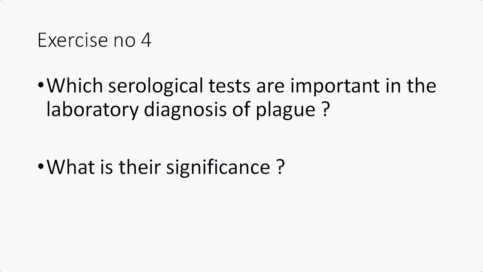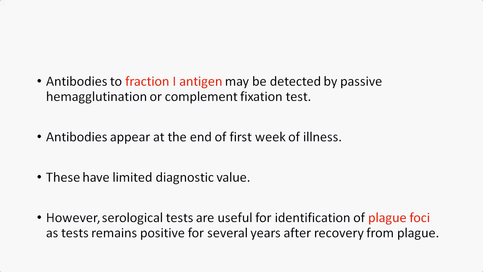Exercise number 3: which serological tests are important in the lab diagnosis of plague and what is their significance? In that, there is not much diagnostic point as far as serological examination is concerned in plague, but antibodies are found against the fraction 1 antigen, which may be detected by passive hemagglutination or complement fixation test. The antibodies appear at the end of the first week, and as you know there is limited diagnostic value, but it is very good for identification of plague foci.